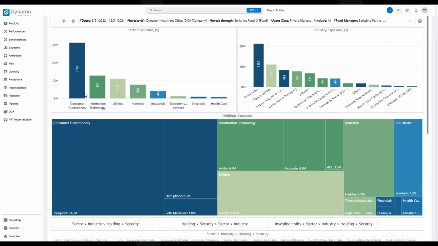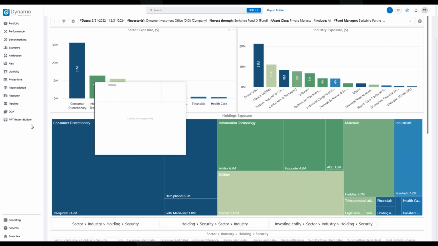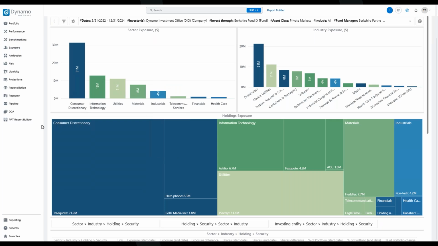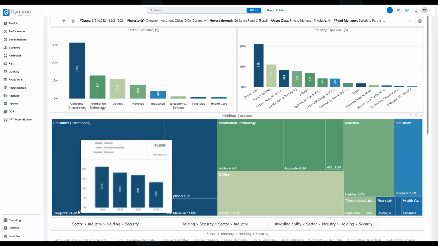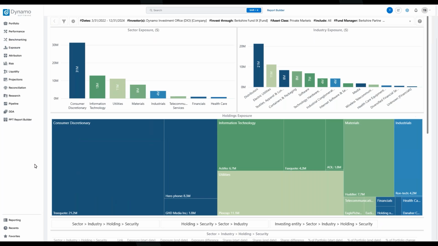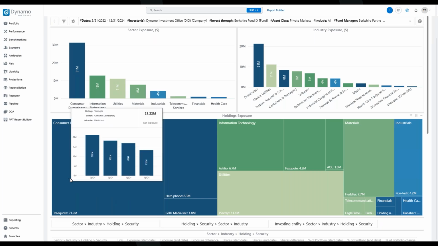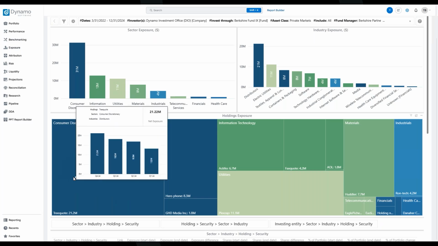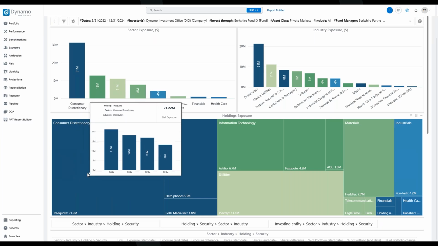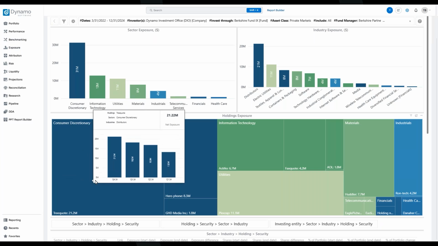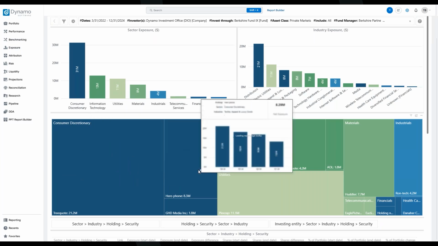At the top, I see here a breakdown of their exposure to the different sectors. So consumer discretionary, information technology. Here are the different industries represented by those sectors. And then here are the actual securities that Berkshire Fund 9 is investing in. I can see the biggest holding here is TreeQuote with exposure of 21.22 million. I can see how that has changed over time. I can see which sector and industry, and I can hover over any one of those holdings to get that same data.